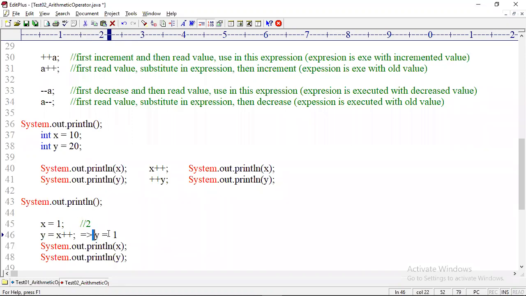So what is the first step? Read the X value, substitute, then increase. The next step, evaluate the expression with the old value. So then what is the Y value? 1. That's it. Do you all understand? Then the next statement, the 47th statement. What is the X value? 2. What is the Y value? 1.